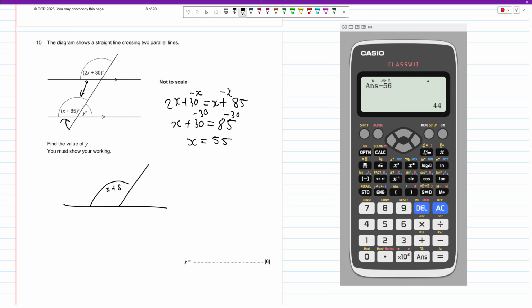Now I need to know what y is, so I can now work out this side. x add 85, if I know that x is 55, must be, I'm just going to do it on the calculator because I don't quite trust my mental maths, 55 add 85, 140. Which means that this little bit must be 40 so that they add to 180.